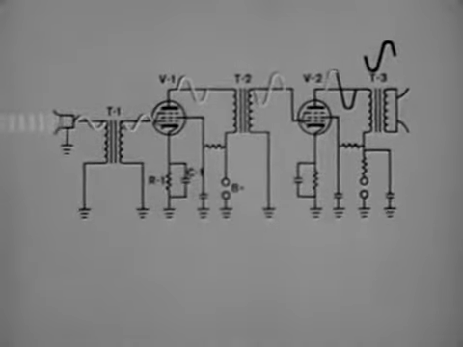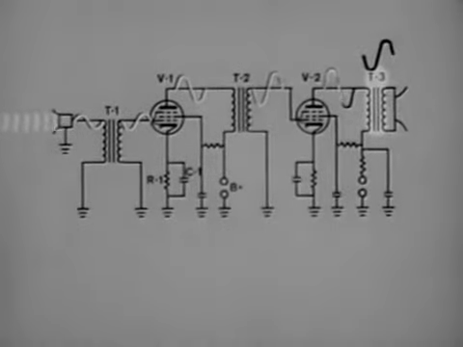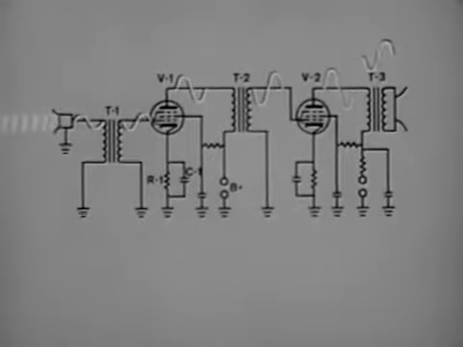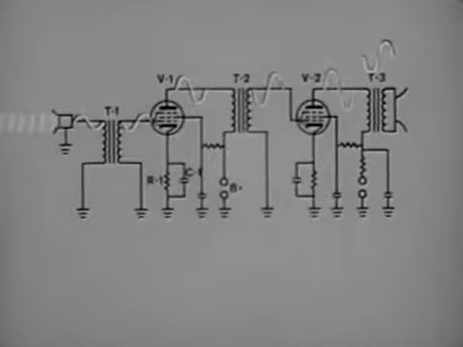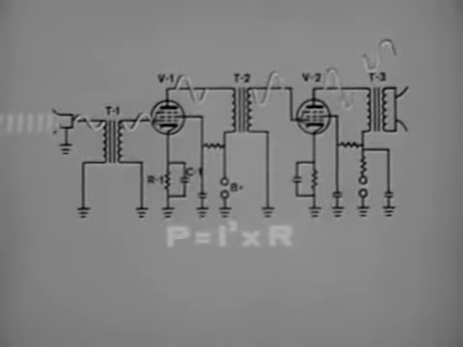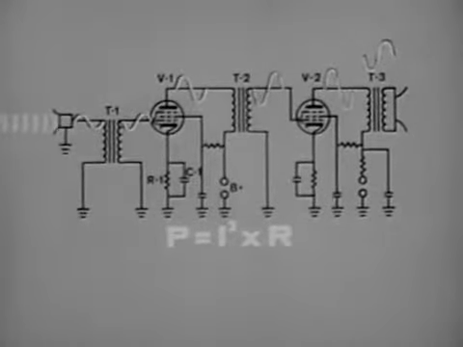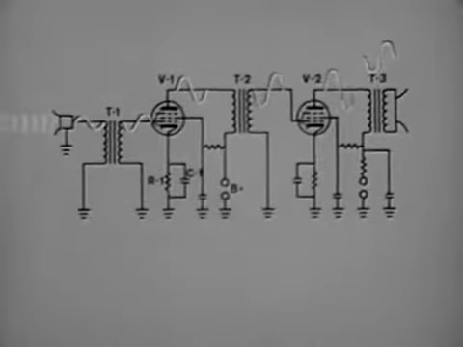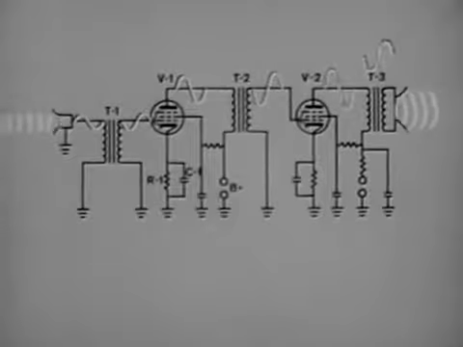But the voltage across transformer T3 is stepped down. When voltage is stepped down, current is stepped up, resulting in small voltage but high current across the speaker. As you know, power is equal to the current squared times the resistance. Thus, sufficient power is obtained to produce sound of the required loudness.